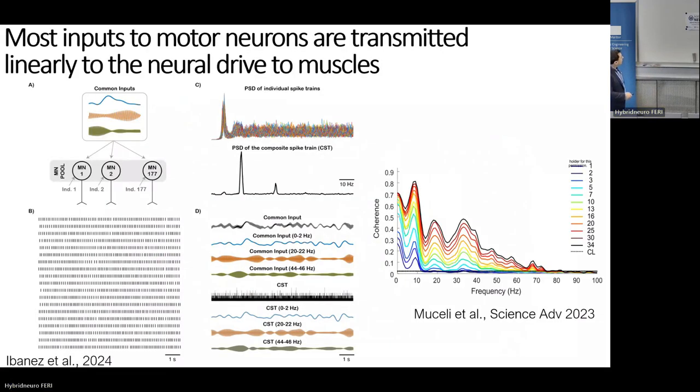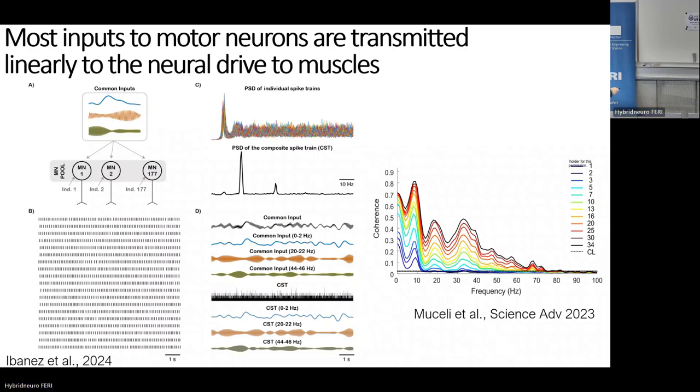And indeed, if you do a spectral analysis of the motor neuron output, as Silvia has done here, this is the coherence between motor neurons and a certain muscle. What you see is that there is a certain level of coherence in the low frequency band, but also in very high frequency bands. Any input at any frequency that goes to the motor neurons will be transmitted at the output of the motor neurons if you have a population behavior. So even if you have very high frequency inputs from the cortex, if they go down to the motor neurons, you can estimate them from the motor neuron output.